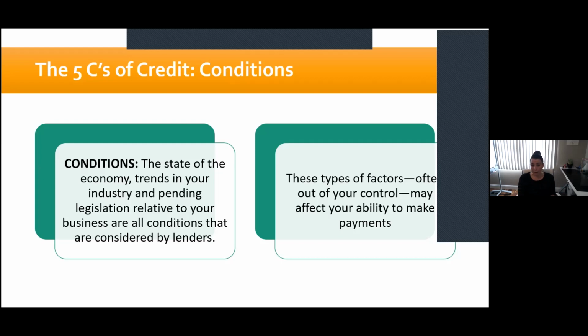So right now, if you are trying to open up a restaurant or you're trying to open up a gym, it might be a very difficult time for you to get business financing because we have the pandemic going on. All businesses that have a physical presence are operating at limited capacity. So these are the types of things that the lender is going to look at. If there's going to be some new regulations coming down in your industry, it might be something that a lender would look at as well.